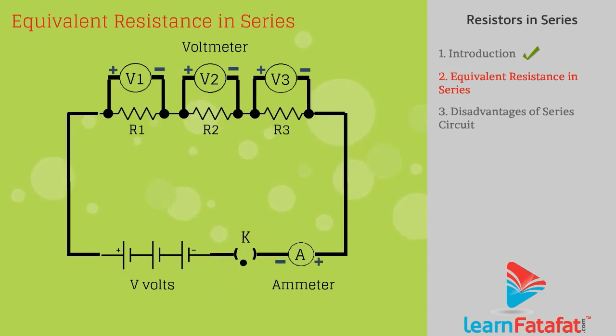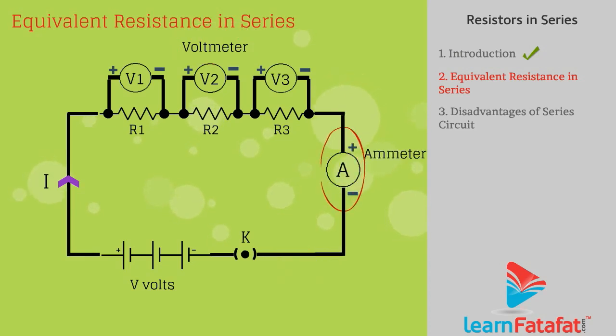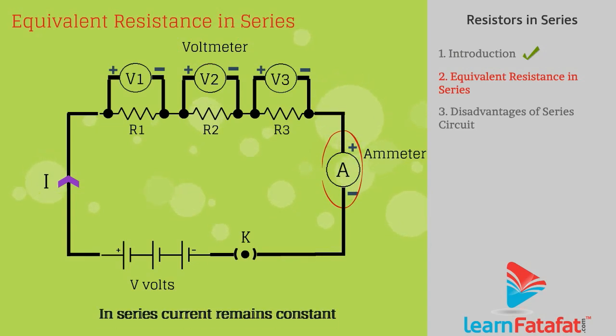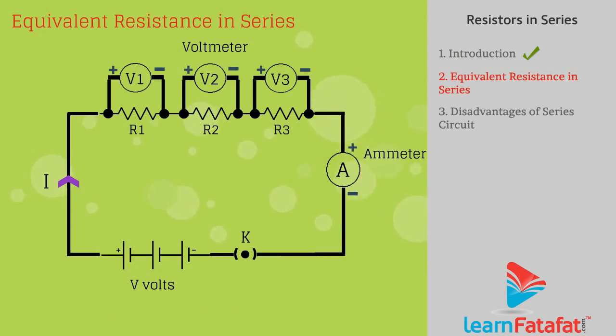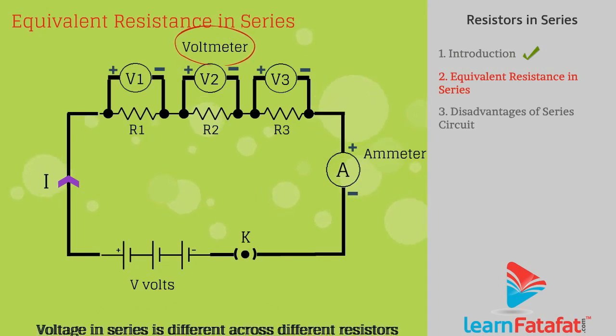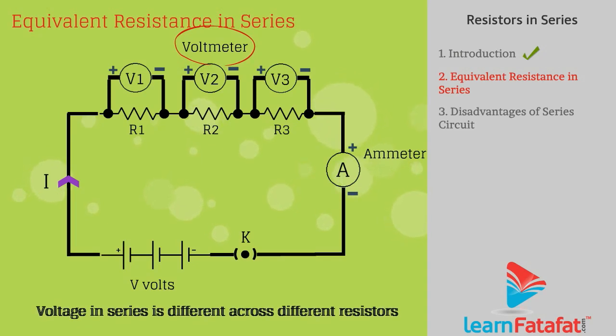When the plug key is inserted, current starts flowing and hence the ammeter and voltmeters show some readings. Even if we change the position of the ammeter, the current reading is constant, which indicates that in series, current remains constant. Also, if we observe the readings of the 3 voltmeters, then these are different. This indicates that voltage in series is different across different resistors.